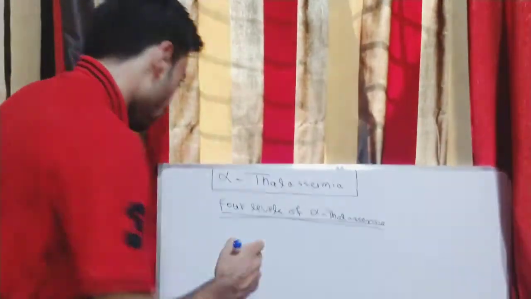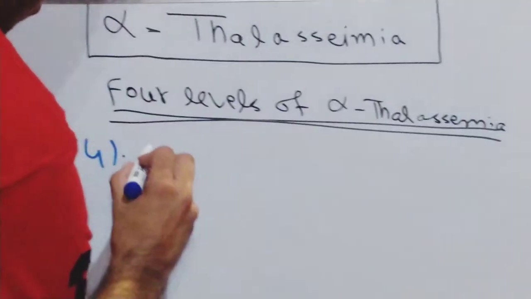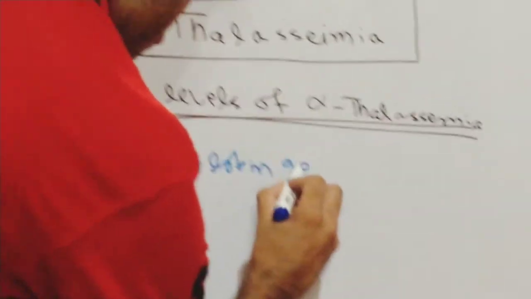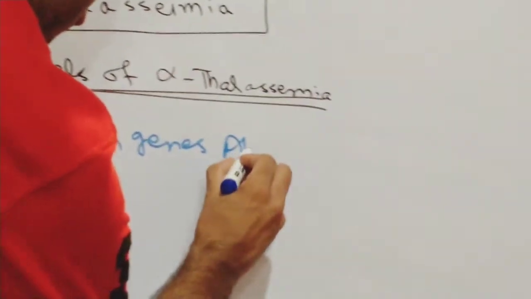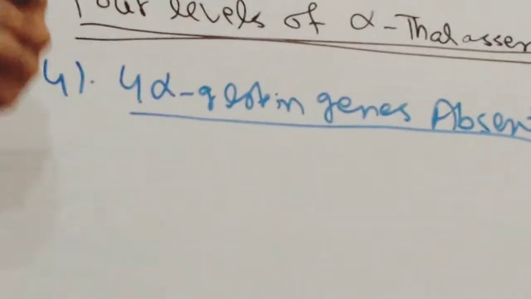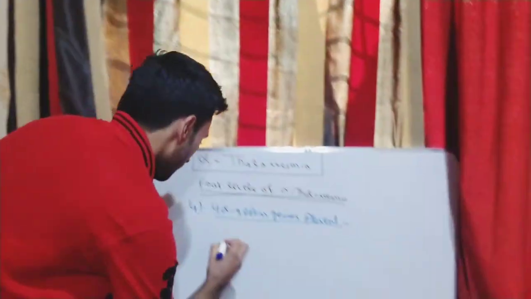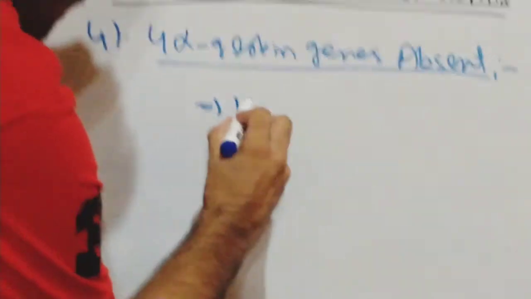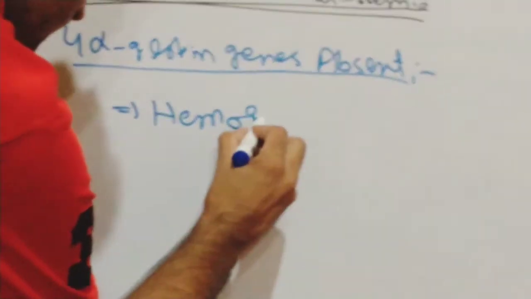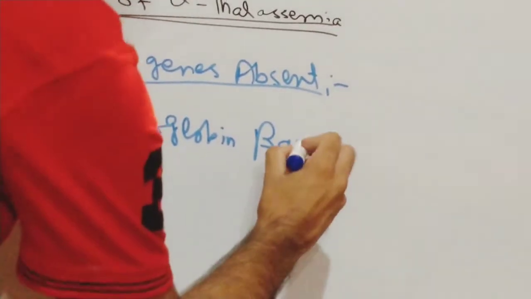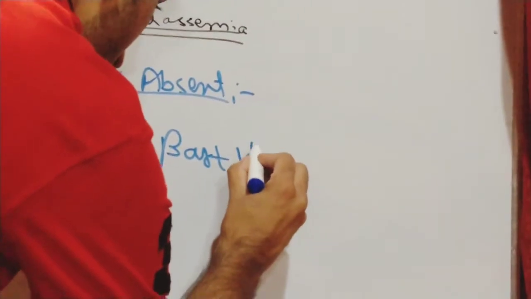Now discussing the fourth level of alpha thalassemia. If 4 alpha globin genes are absent, that baby would be said to be carrying the disease known as the hemoglobin Bart gamma 4 disease. The person would be carrying the disease known as the hemoglobin Bart gamma 4 disease.